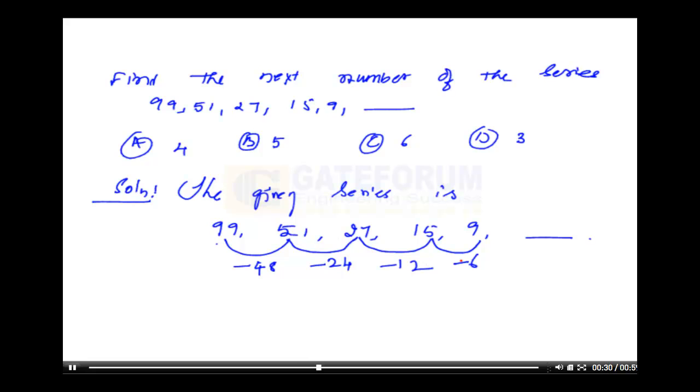Now, let us look into the pattern followed by these subtractions. First is 48, next is 24, that is half of 48, next is 12, which is half of 24, next is 6, which is half of 12. So the next subtraction must be half of 6, that is 3. So the next number will be 9 minus 3, which is nothing but 6. That is option C.